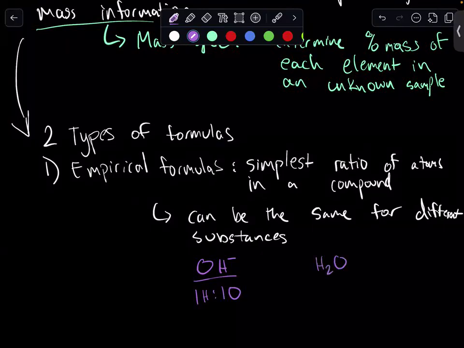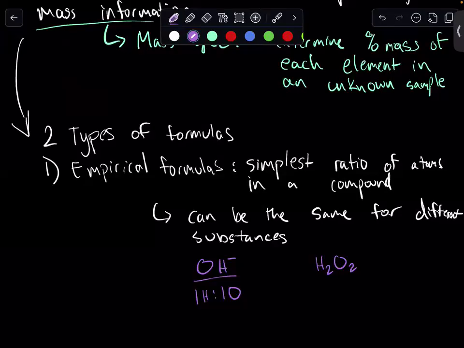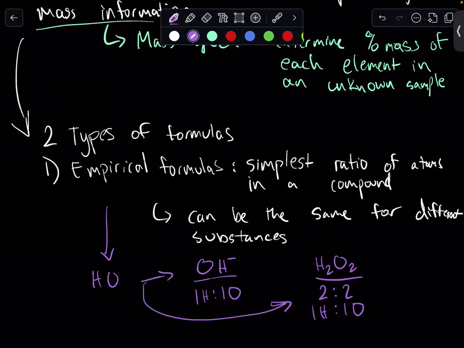Hydrogen peroxide, which you may think of as something you put on cuts, or a disinfectant for not your own skin, but like metal or something, also has the same ratio of 2 to 2, which is still one hydrogen to one oxygen. These have the same empirical formula, which is simply HO. But they are two completely different things that serve different purposes for us.